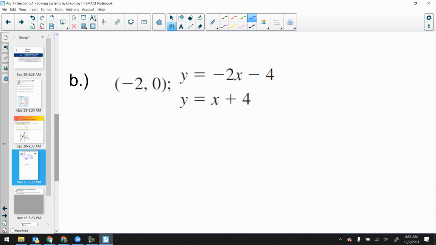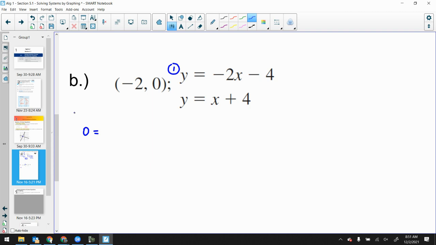Plug in x for x, plug in y for y. See if it works for the first equation. Stop. Then see if it works for the second equation. Plug in x for x, y for y. See if it works.